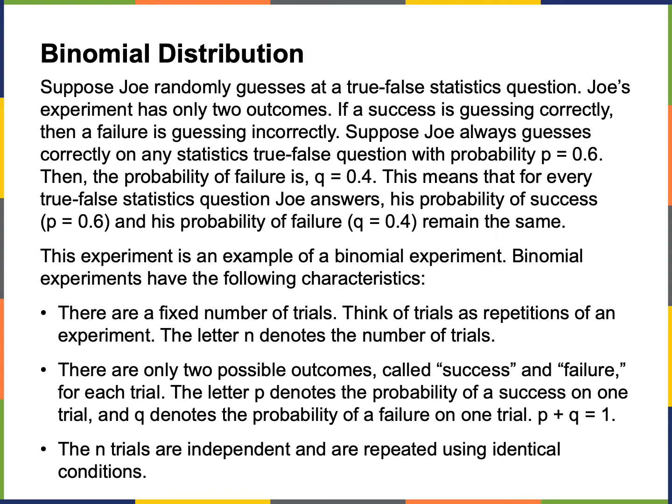The letter p denotes the probability of success for one trial, and q denotes the probability of a failure. If I add p and q together, I should get 1, because that represents all the outcomes, because there's only 2. Okay, and then the trials are independent, and they're repeated using identical conditions.